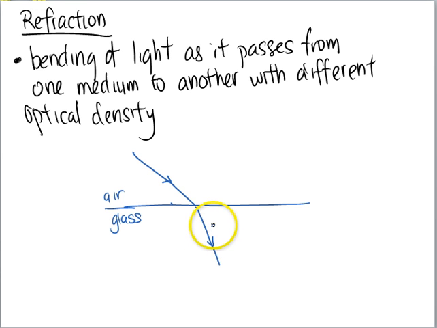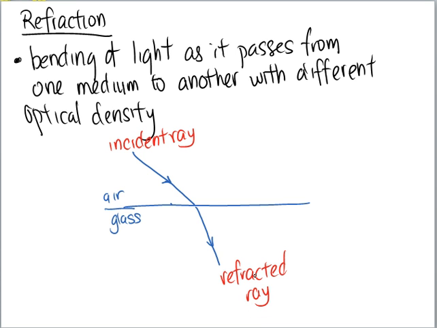So what's so special about refraction? You'll touch on this later on, but let's look at some of the basics first, the terminology. The ray that's coming in is called the incident ray, and the ray that's coming out is what we call the refracted ray. Simple basic stuff that you need to know.